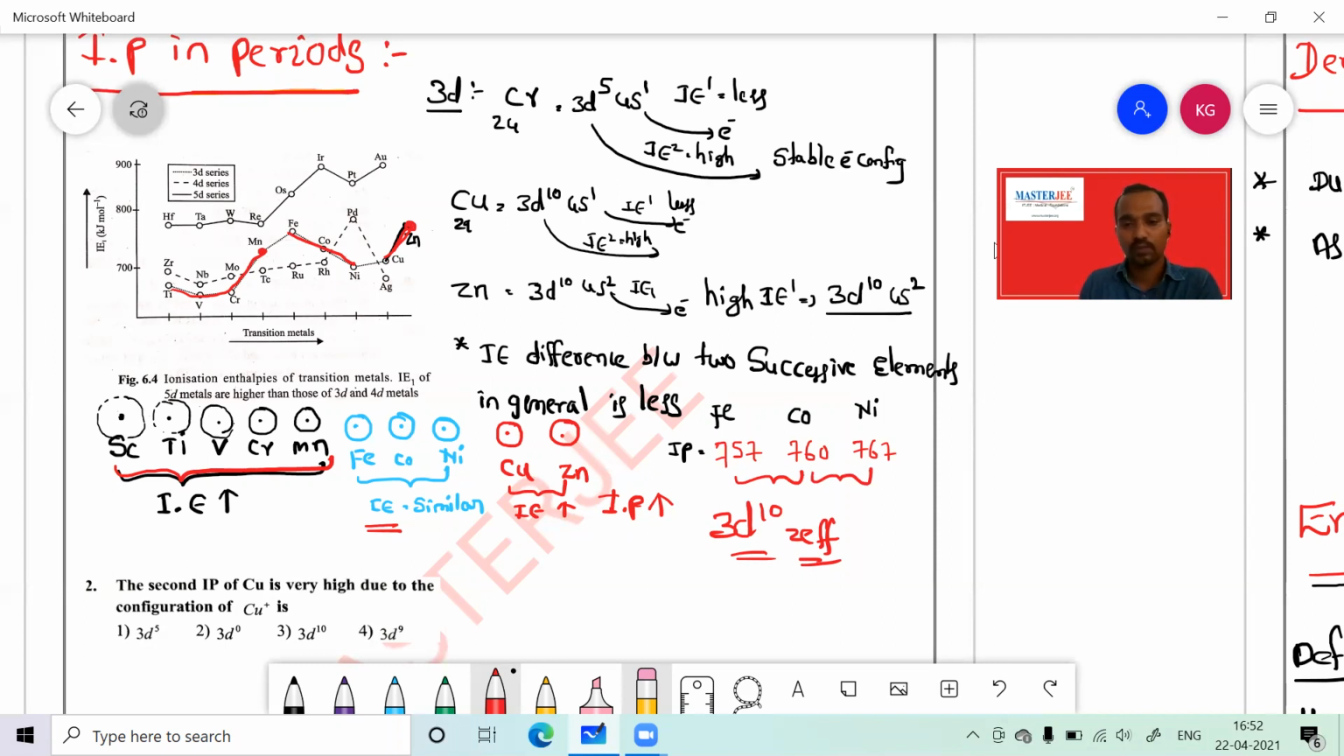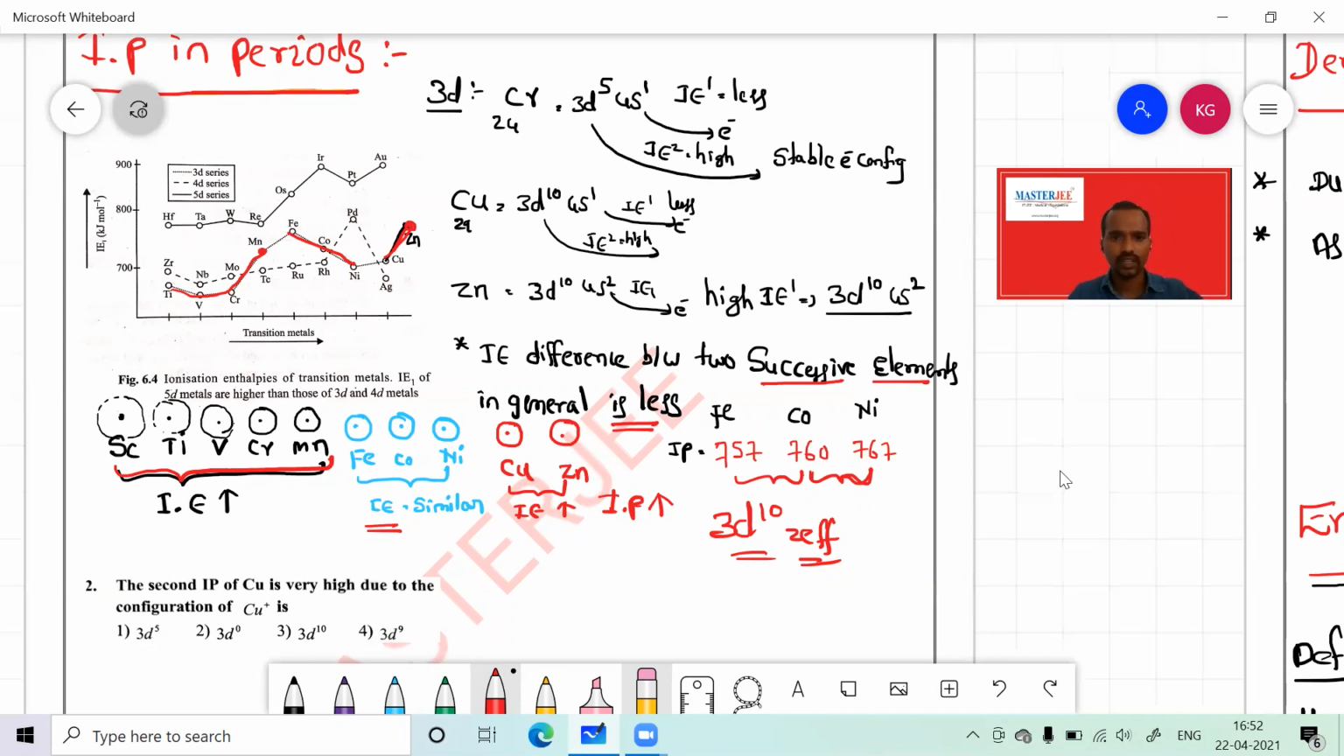See, successive elements means, for example, iron, cobalt, nickel. If you take iron and cobalt, between these two the difference is less. Between cobalt and nickel, the difference is again less. So the ionization energy difference between two successive elements is, in general, less. That is the point I have to discuss here.